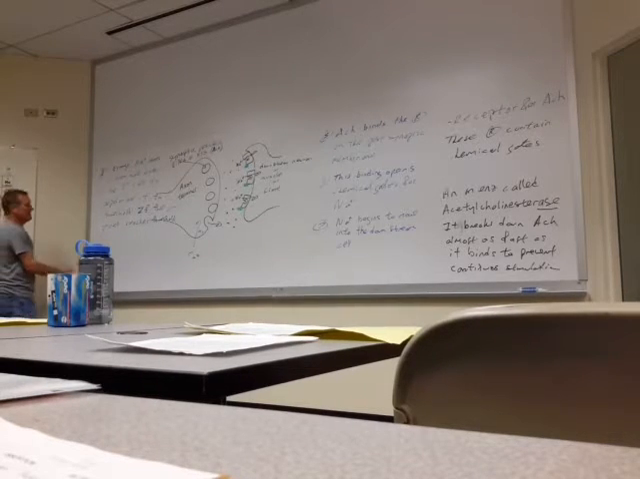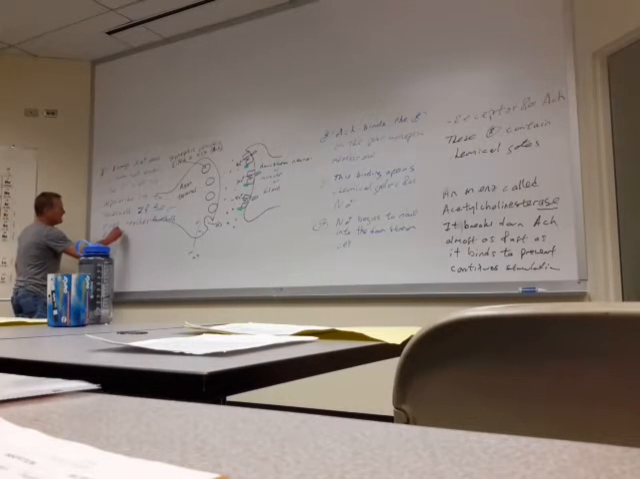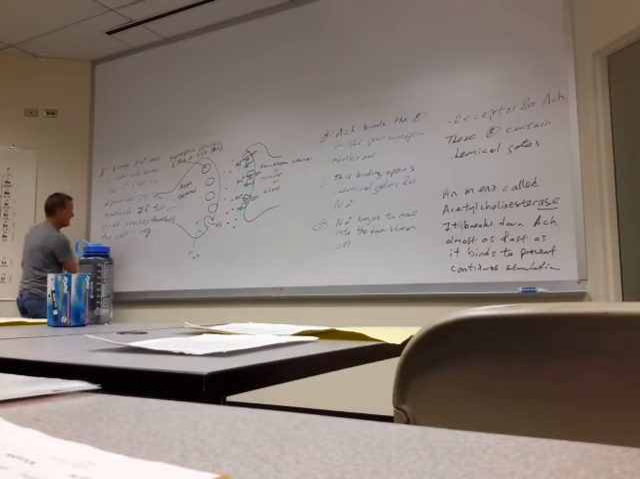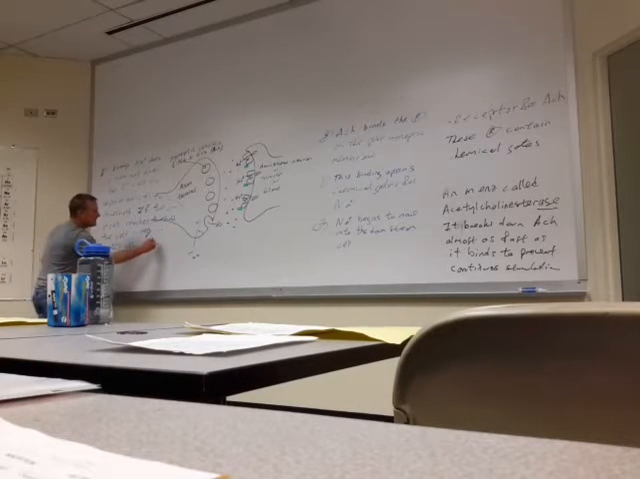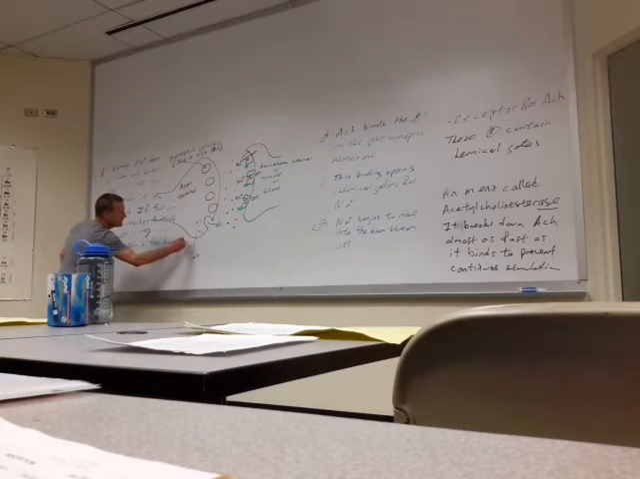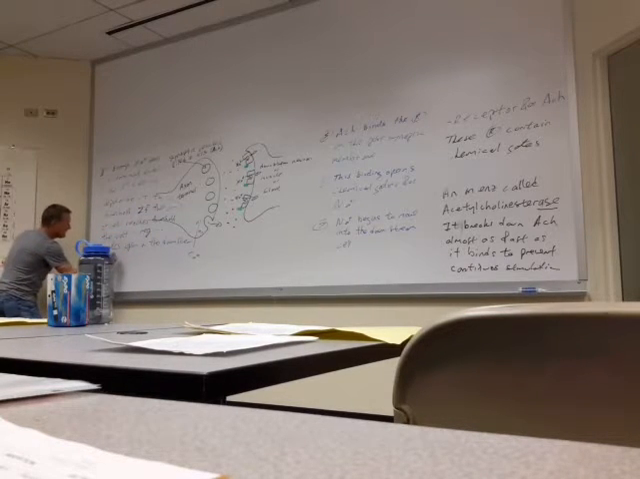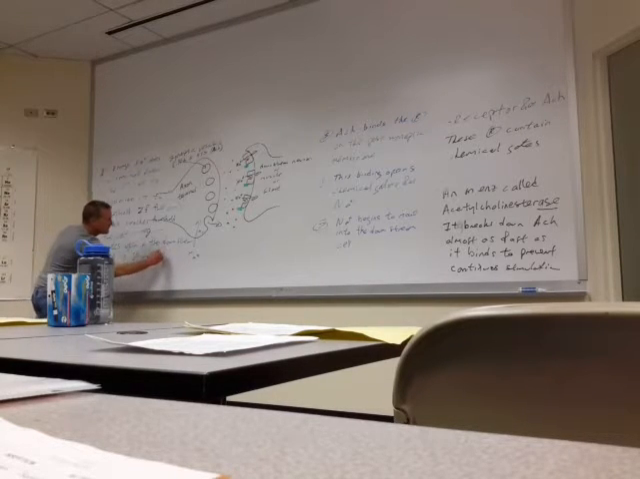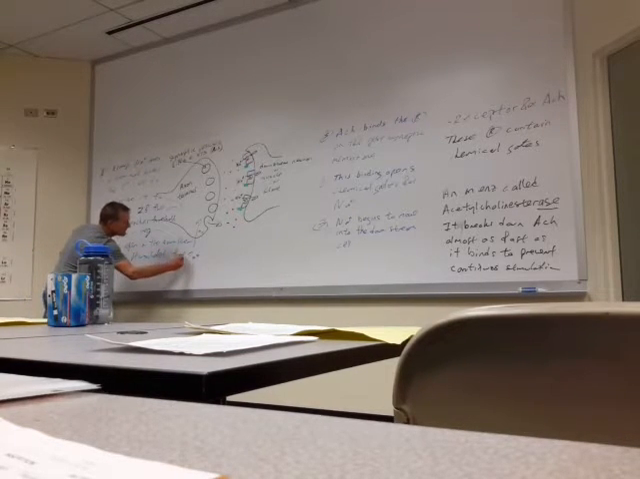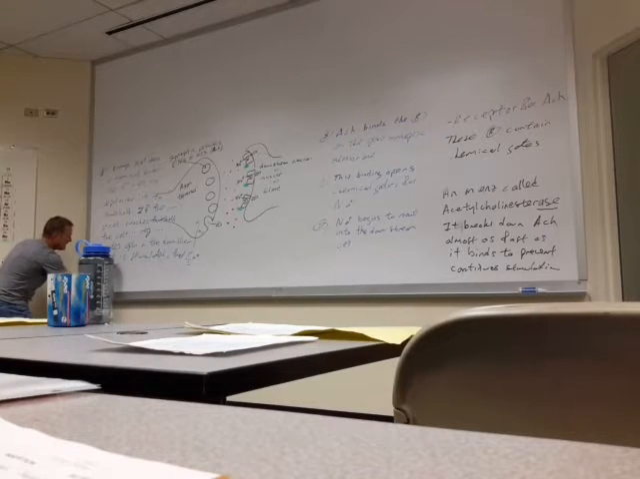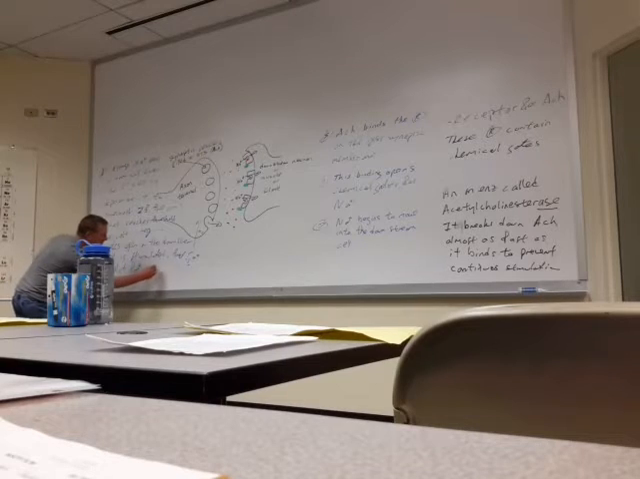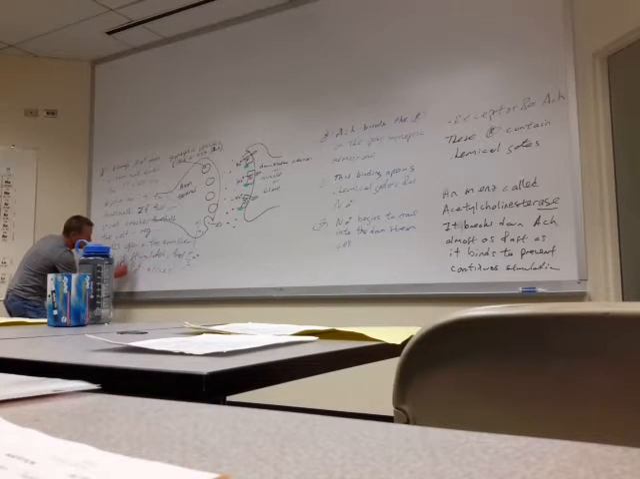If the secondary cell reaches threshold, the voltage-regulated gates open and the downstream cell is stimulated. That is, an action potential occurs.